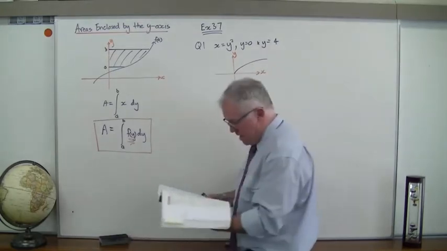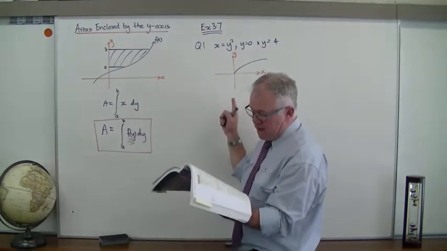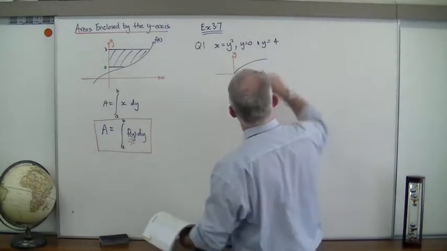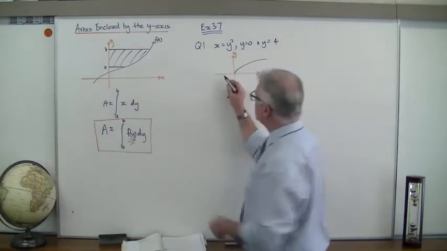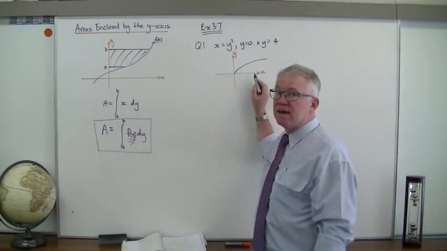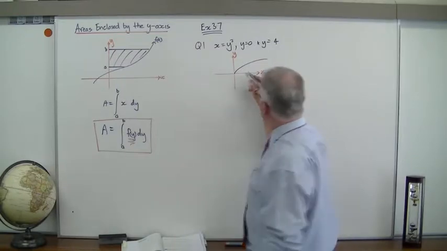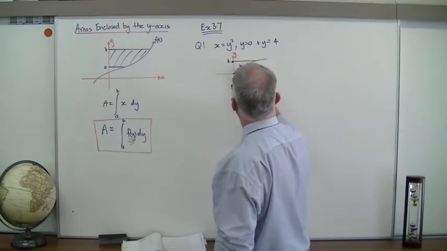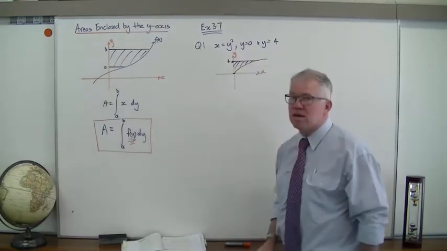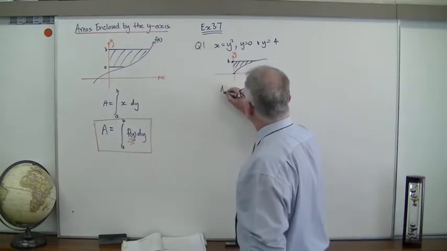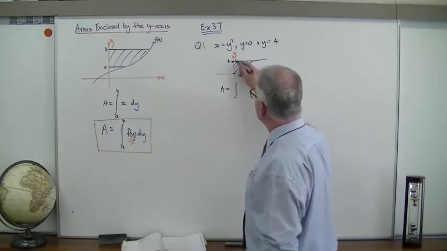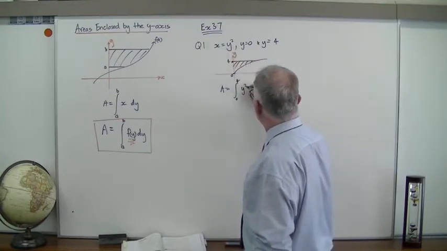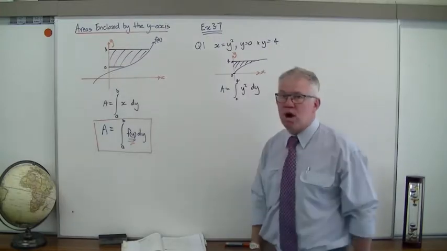It says find the area bounded by the y-axis, the curve x equals y squared, and lines from y equals 0 to 4. So the line y equals 0 is actually aka the x-axis. So it's from here and up to there, so there's where y equals 4, and we're looking for this area in here. Alright, and the area is going to be given by the integral from 0 to 4, of this function, y squared, with respect to y.